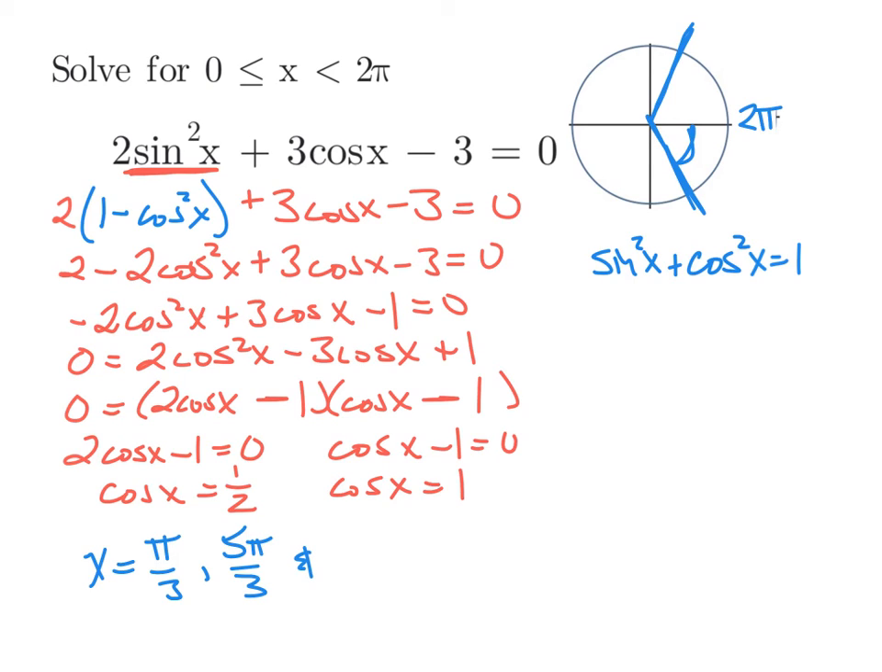And then for cosine of x is equal to 1, that's when the x-coordinate is equal to 1, which is right over here. So when x is equal to 0. Now notice that I didn't also say 2 pi. That's because, going back to my conditions, we're trying to solve for all x's between 0 and 2 pi that include 0 but does not include 2 pi.